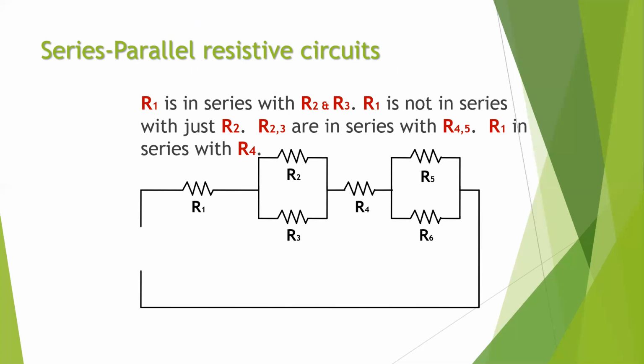R2 and 3 are in series with R4 and 5. Oh, that was supposed to be R5 and 6. That was a typo. R1 is in series with R4, okay? So you can see quickly here how if I asked you, is R4 in series with R6? What's the answer? No. It's in series with R5 and R6, okay? And that's something that you have to recognize right off the bat.